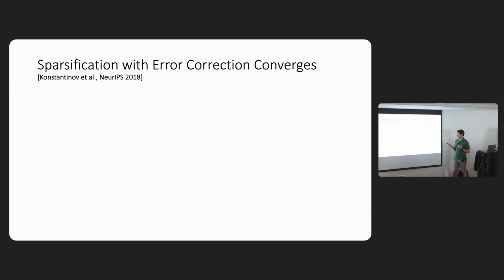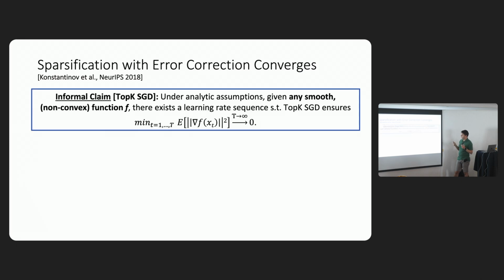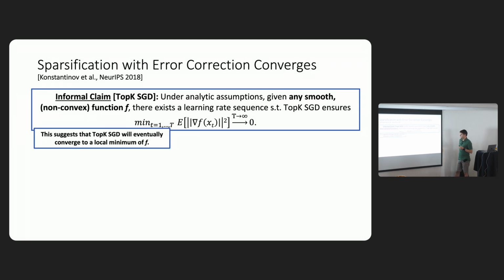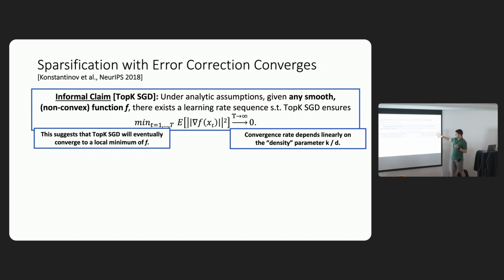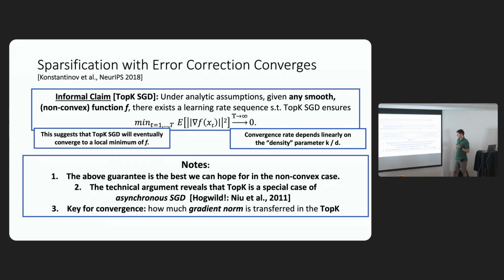Based on this, we can actually prove that sparsification with error correction converges, and one can obtain a variant of this which gives you that the gradient norm will converge towards 0 as you increase the number of steps. The convergence rate will depend on the density parameter, k over d. This kind of guarantee, with the gradient going towards 0, is the best one can obtain in the non-convex case, because we cannot prove that you can converge to a global minimizer. And this is somehow related to the proof of convergence for asynchronous SGD.